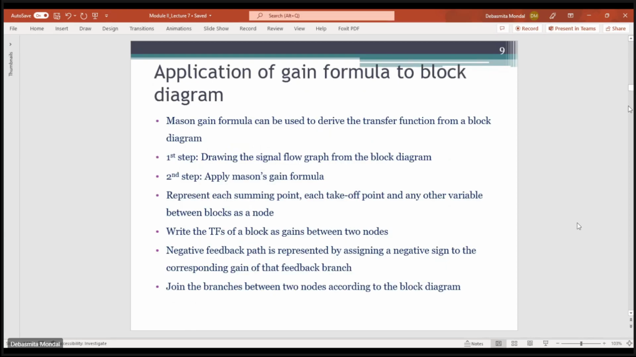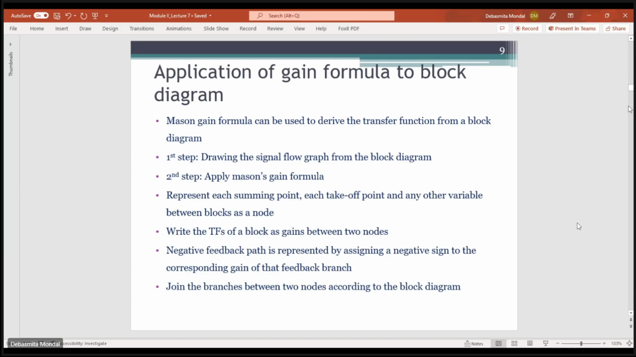Then comes the application. Till now we have seen that if you have a set of algebraic equations, you can draw the signal flow graph from those equations, and once you have drawn it, you can find the overall gain of the system. Now this gain formula can be applied to a block diagram also. Mason's gain formula can be used to derive the transfer function from a block diagram.